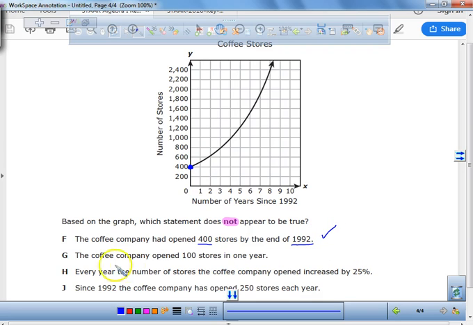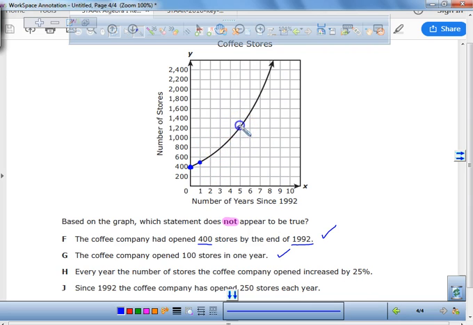All right. The coffee company opened up 100 stores in 1 year. In 1 year, it looks like they did. That's possible. All right. That did happen. Looks like in the first year they went up from 400 to 500. So that appears to be true. All right. Let's see here. Every year, the number of stores opened increased by 25%. Let's check.